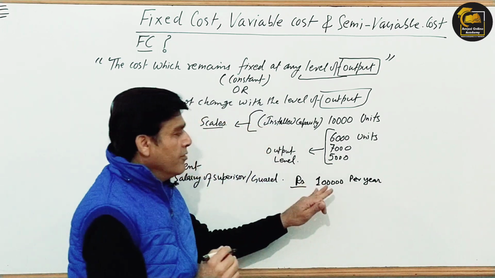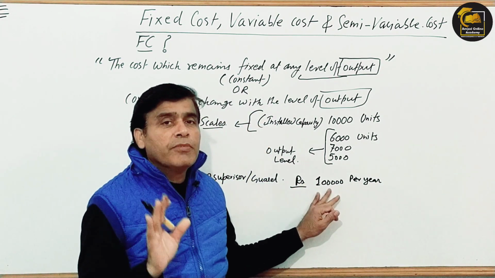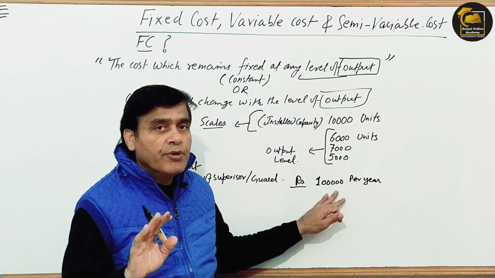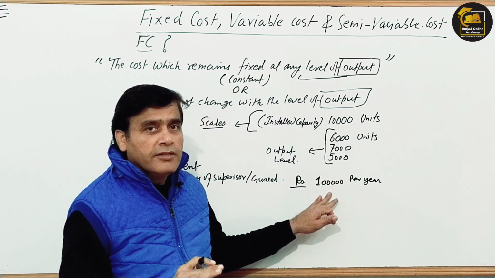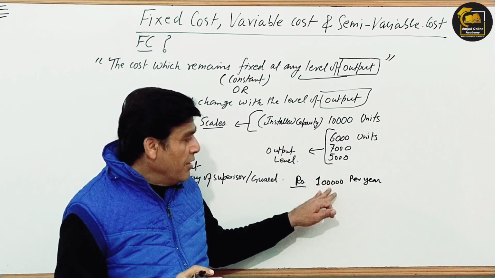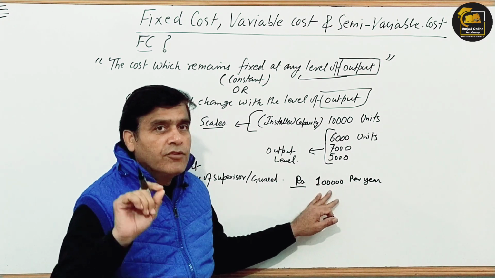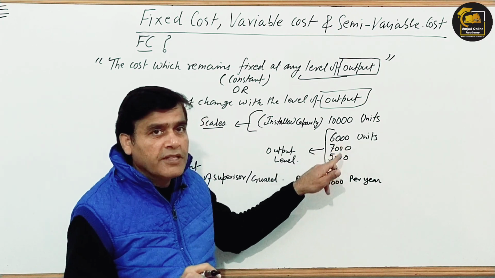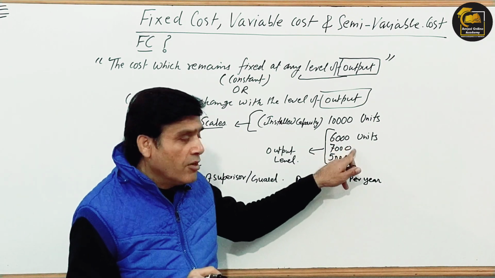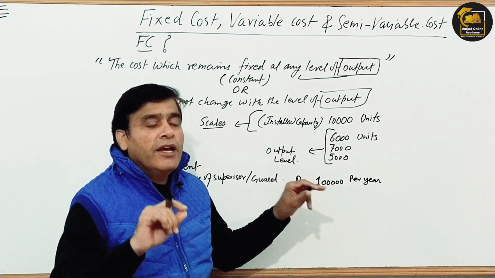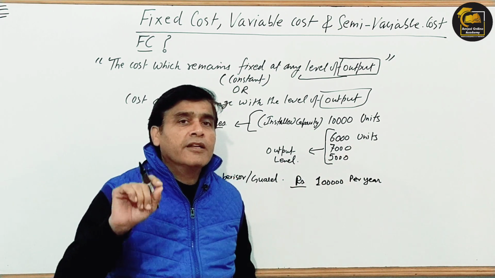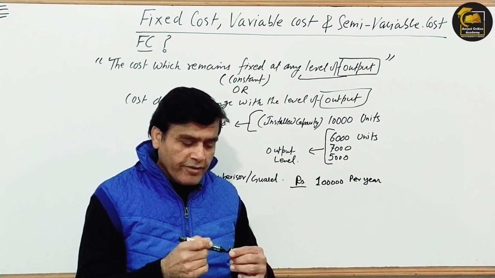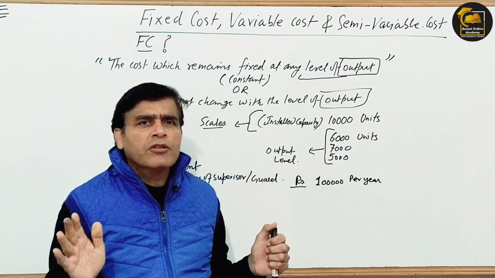This 1 lakh rupees per year is not divisible among different numbers of units, because this is fixed. Whatever I am producing is not related to this. This is the period cost actually. If I am producing 0 units, I have to pay the same rent. If I am producing 6,000 units, I will pay the same rent. If I produce 7,000 units, I will pay the same rent. So any cost which remains constant at any level of output is known as a fixed cost, right? I hope this is very simple.